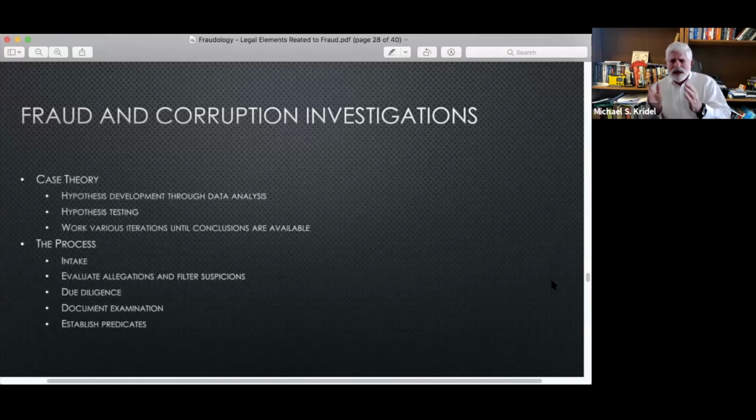The process of all investigations begins with the case intake. In other words, the initial waterfall at contact, evaluating the allegations and filtering suspicions, the due diligence of discovery, the due diligence of chain of custody, the due diligence of interviews and investigation, documenting your examination, documenting your evidence, and being able to establish the predicates that will allow you to create exhibits that will prove your case to a trier of fact, to a judge or a jury, or to the company you work for. Next slide.